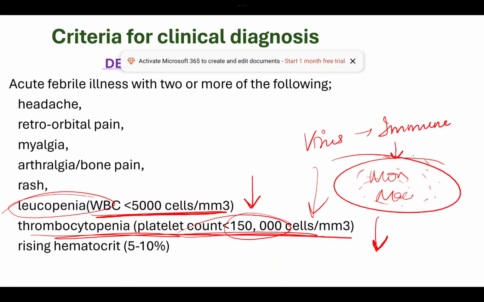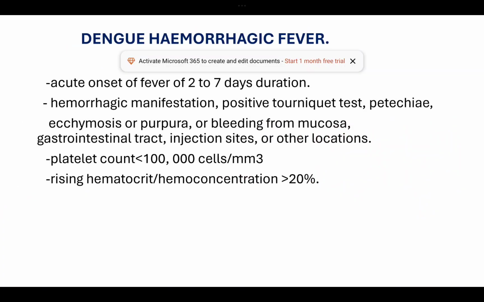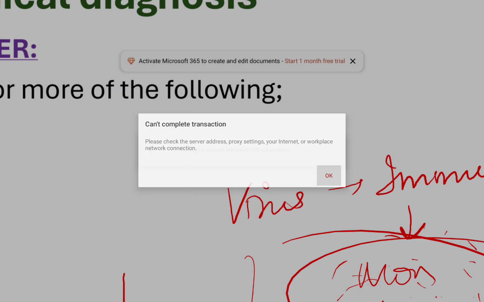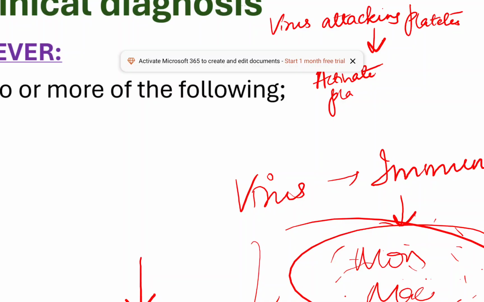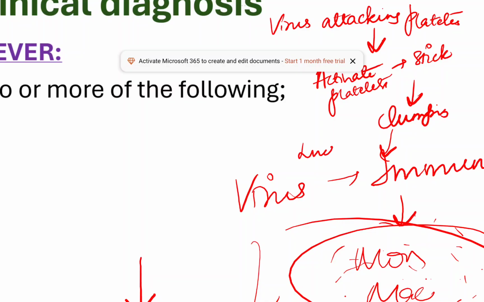Okay, let us write down here. The virus is attacking the platelet cells. The virus directly attacks the platelets, or it can activate platelets, make them stick to each other, makes the platelets more prone to clumping. Activated platelets that are clumped together are removed by the liver and spleen. The liver and spleen will clear them out.